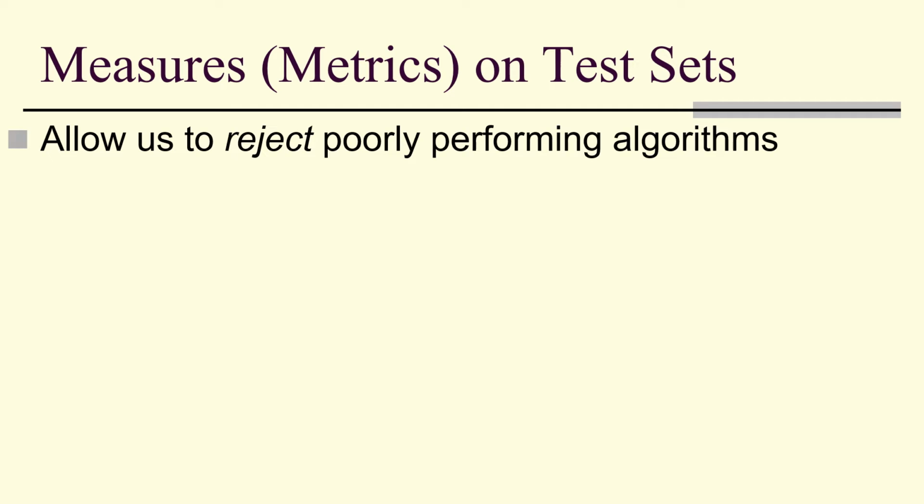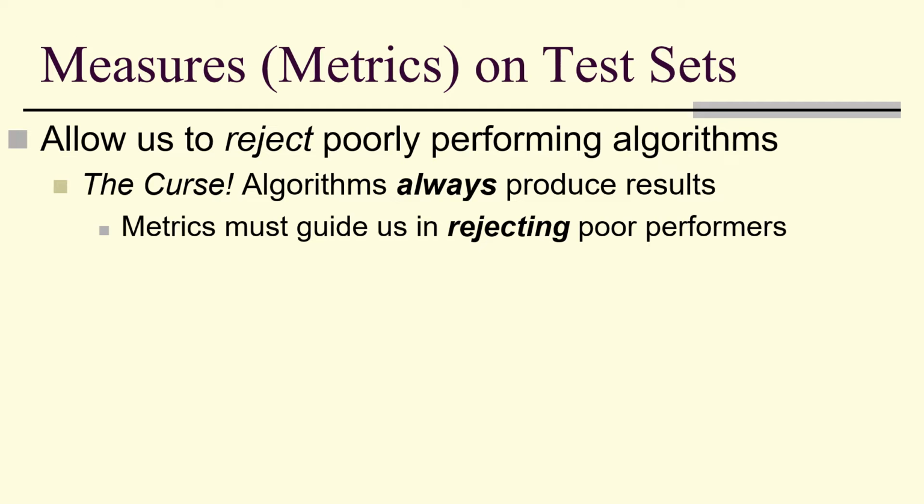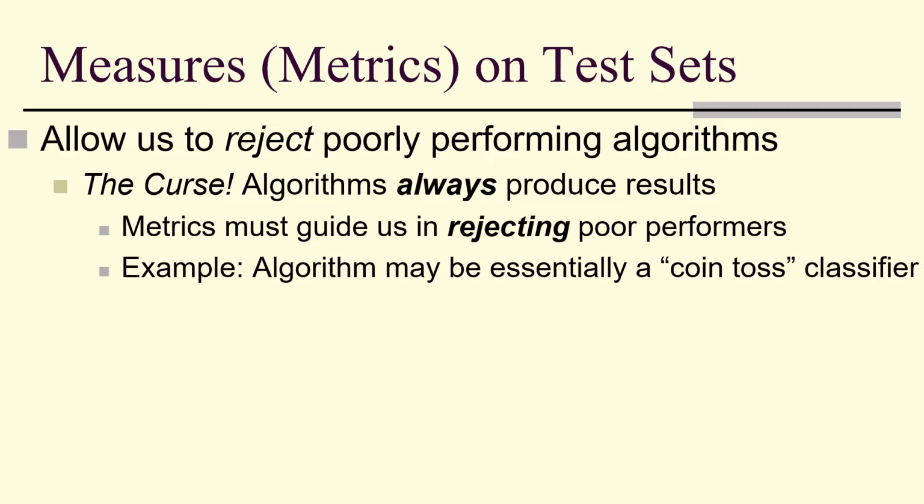They allow us to reject poorly performing algorithms because one of the curses that we run into is that algorithms always produce results. The extreme positive, totally positive, totally negative, and extreme random and coin toss classifiers, you always get results. They're not very good, but you always get them. So metrics have to guide us in rejecting poor performers.